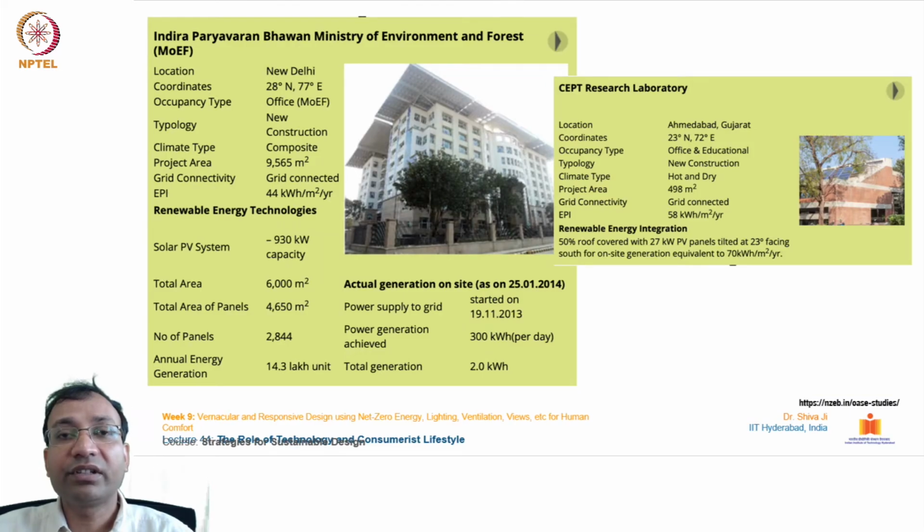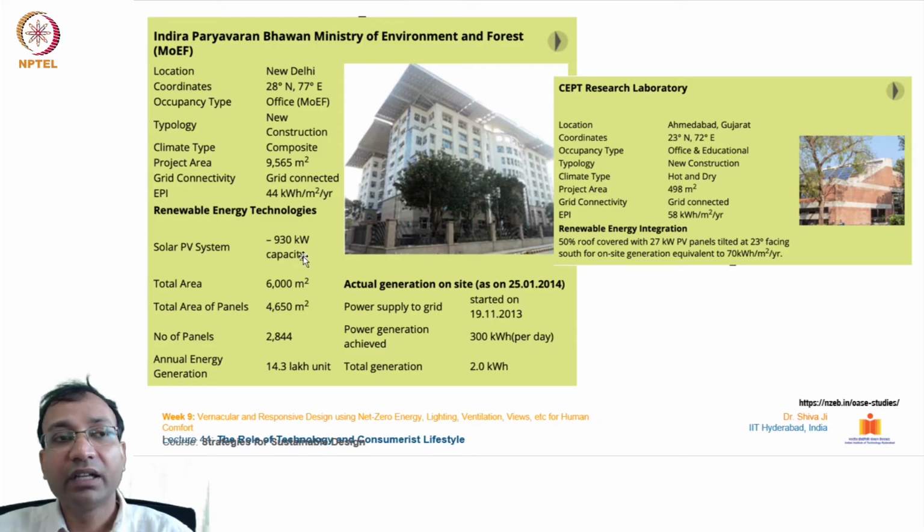the first net zero energy building example. This is Indira Paryavaran Bhavan. Earlier this building used to belong to the Ministry of Environment and Forest, in the Lodi Colony area, in the city of New Delhi. Primarily this building is an office building, even now it is being used as an office building, and the EPI over here is 44 kilowatt hours per square meter per year.